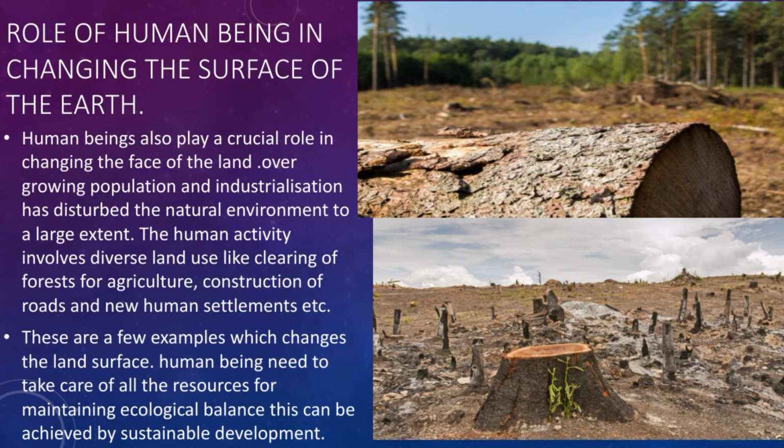Overgrowing population and industrialization have disturbed the natural environment to a large extent. So, human activity involves diverse land use. To fulfill the needs of the overgrowing population, things like clearing of forest for agriculture, then construction of roads and new human settlements, etc., are the things which change the surface of the earth.